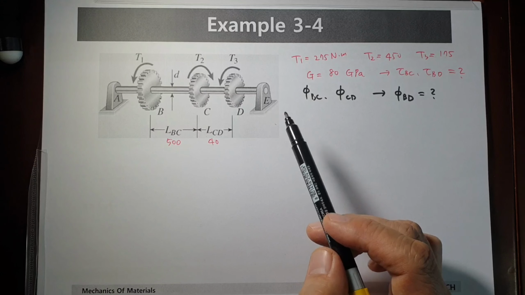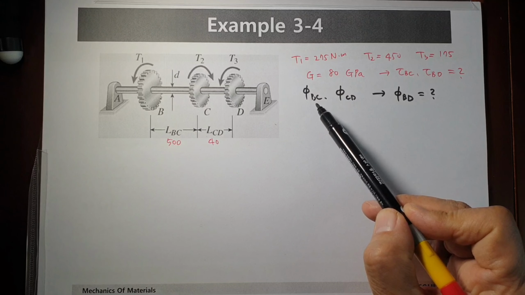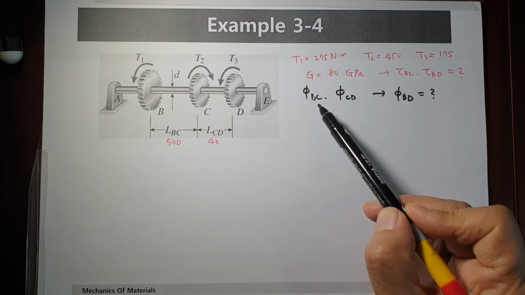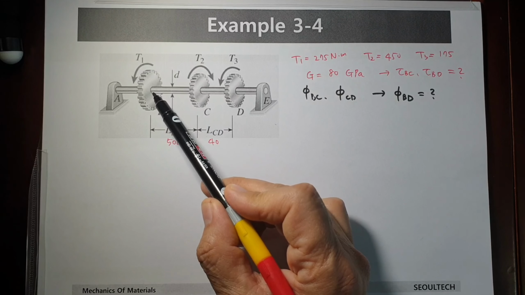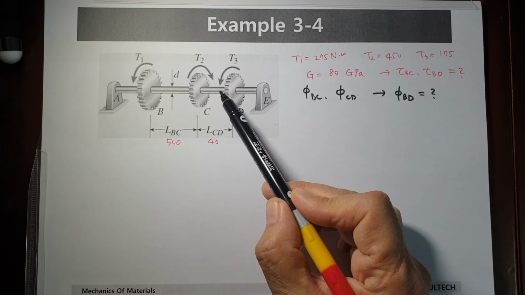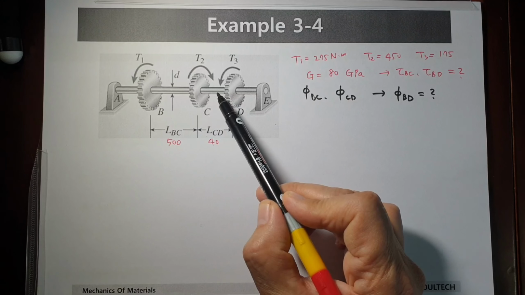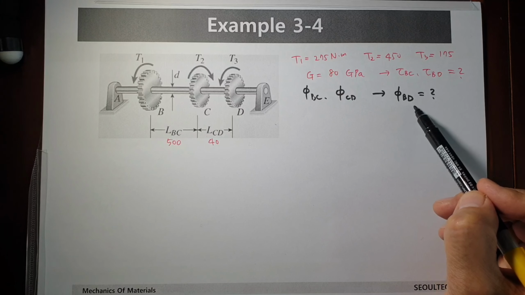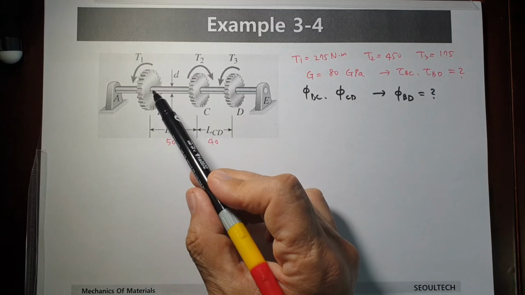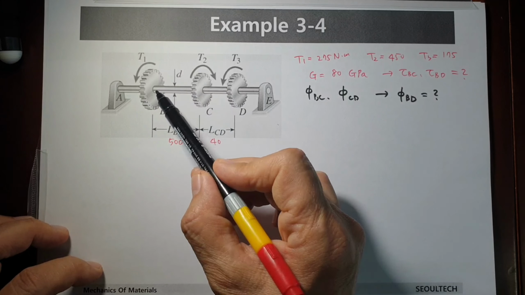connected gears. Our problem is to find the change of angle phi BC here, and phi CD. That's the final. Based on the change of angle in this shaft, finally we would like to know phi BD. What's the change in this area?